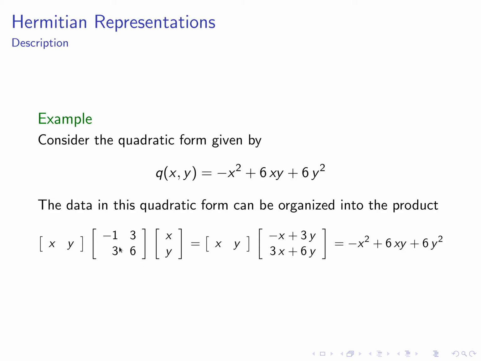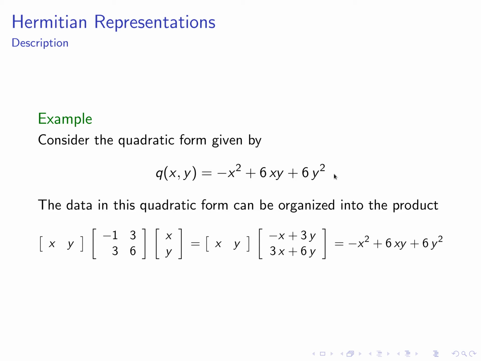So maybe I'll start by taking this 2 by 2 matrix and multiplying by the column xy. When we do that, we get a vector, and that vector has coordinates -x plus 3y and 3x plus 6y. Now we want to take that column vector and multiply on the left by the row vector xy. And when we do so, we end up producing -x squared plus 6 times xy plus 6y squared. This is exactly the formula for the quadratic form that we defined previously.